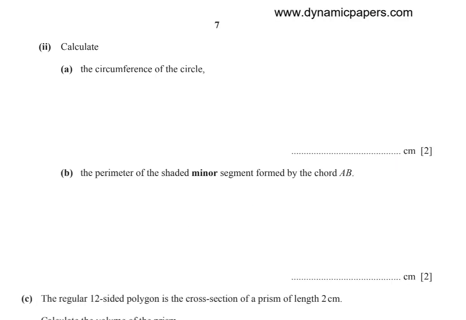C, (i) find the circumference of the circle. Calculate the circumference of the circle. The circumference equals 2 pi R. We have the radius, so 2 pi times 11.6, equals 72.9 to 3 significant figures.